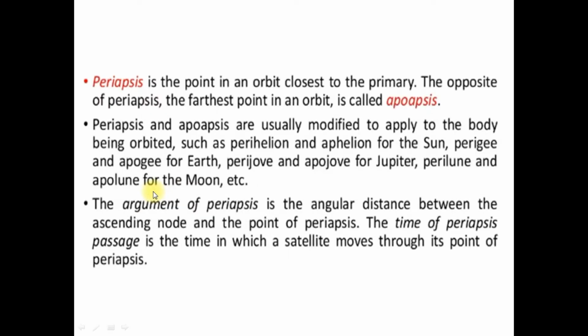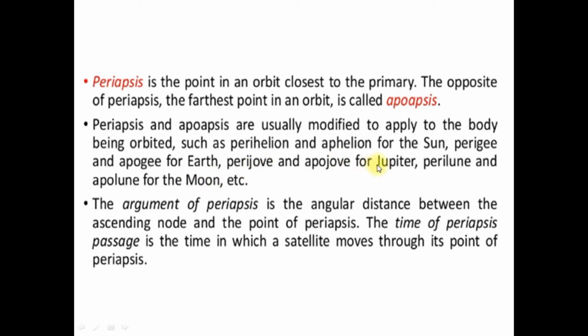Next term is nothing but periapsis and apoapsis. So periapsis is the point in an orbit closest to the primary. Okay, the opposite of periapsis, the farthest point in an orbit, is called apoapsis. Periapsis and apoapsis are usually modified to apply to the body being orbited, such as perihelion and apohelion for the Sun, perigee and apogee for Earth, perijove and apojove for Jupiter. So perilune and apolune for the Moon, etc.